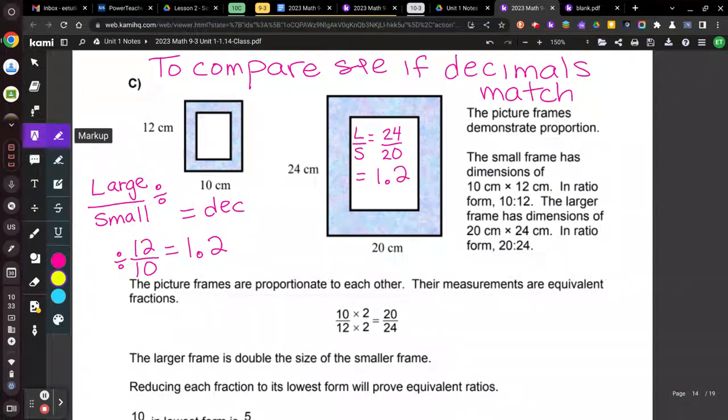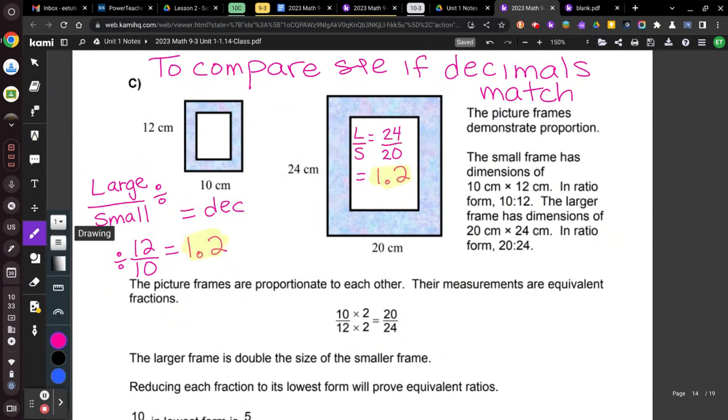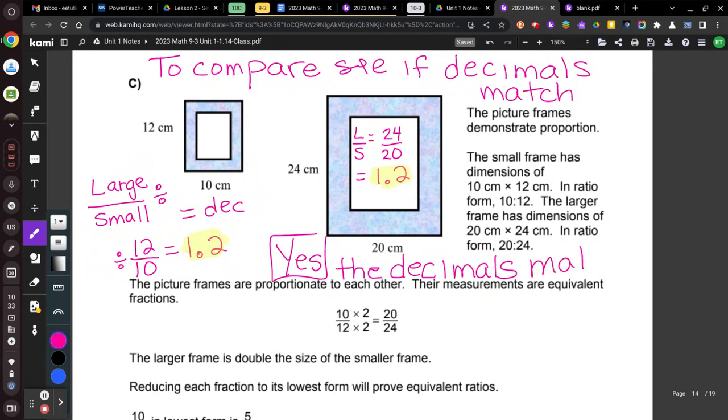So here we go. 1.2 matches 1.2. So I say yes. My answer is yes. They are proportional. The decimals match. Okay, yes, the decimals match. That's why we had to take all of our units and all of our lessons where we did decimals. That's why we had to do the decimals part first. So yes, the decimals match.